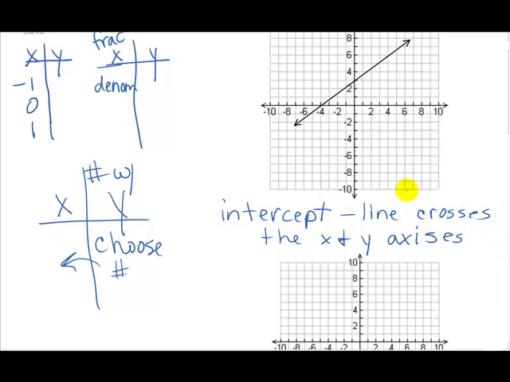And so if we were to look here on this graph, at these 2 points is where the line crosses the graph. And if we were to identify those points, the x-intercept right here would be -4, 0. And the y-intercept right here would be 0, 3.